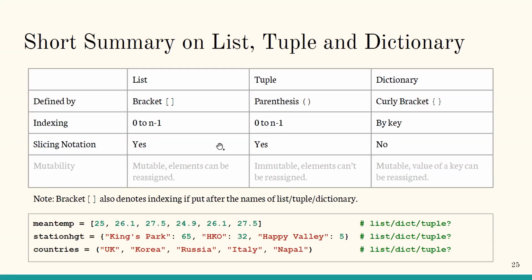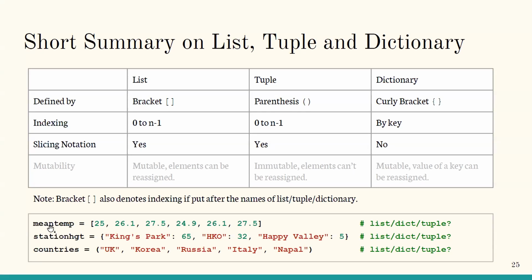Okay, here is a short summary comparing the 3 data types that we have just introduced, right? List, tuple, and dictionary. For list and tuple, they have the same indexing, but for dictionary, you don't need to care about the order, right? You just need to know the properties. Okay.